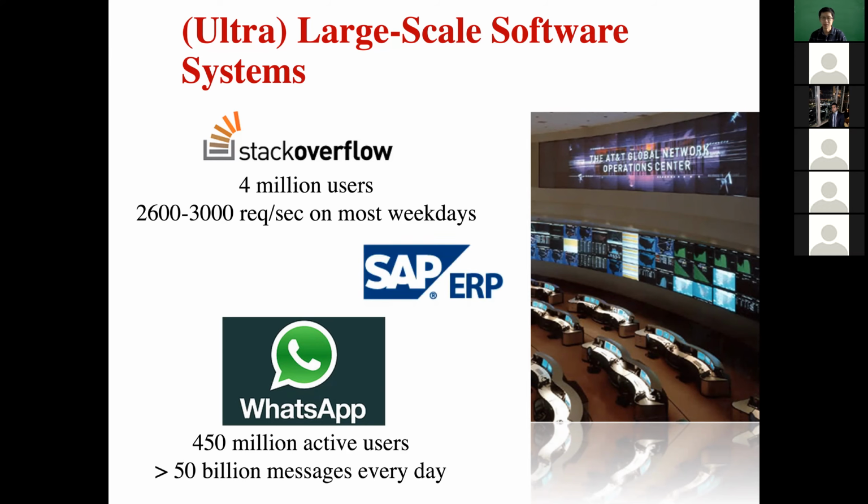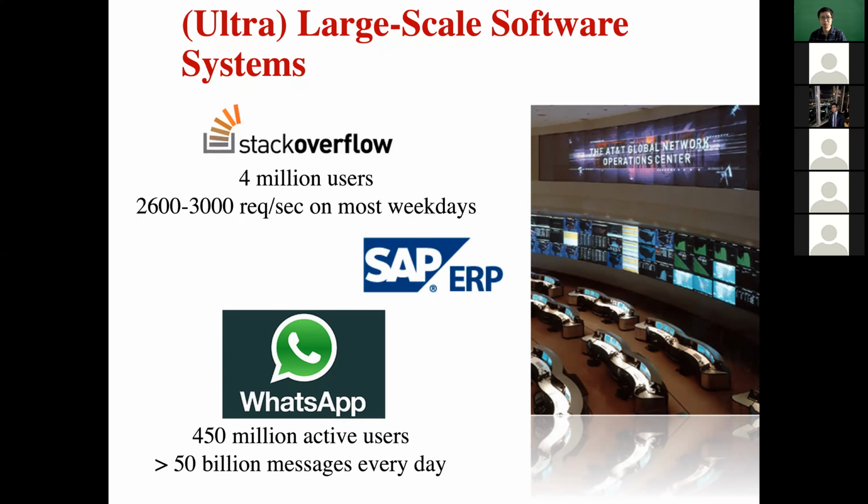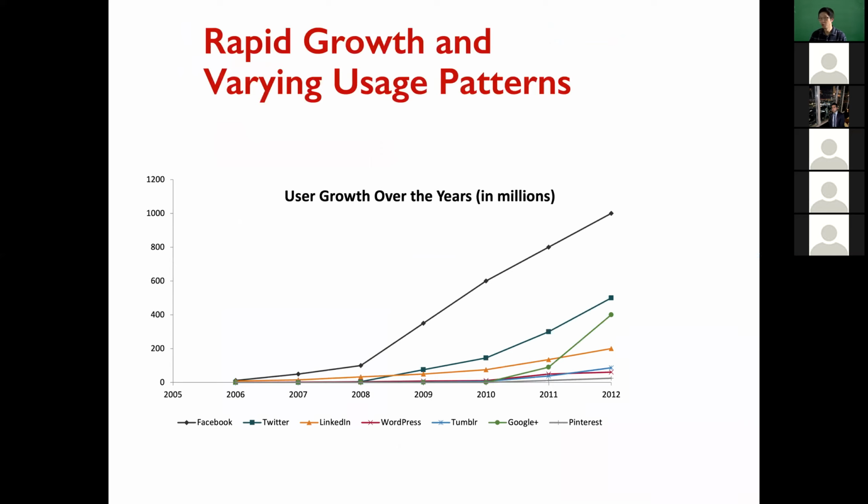Another example is SAP. Many users are using the system, and the number of users is also growing continuously. Here we look at an example from 2006 to 2012. We check Facebook, Twitter, LinkedIn, WordPress, and other websites, and we see the users are growing continuously. The usage patterns are also changing over time.